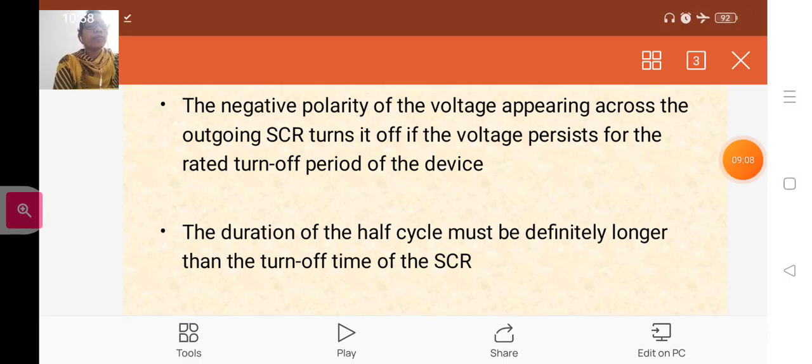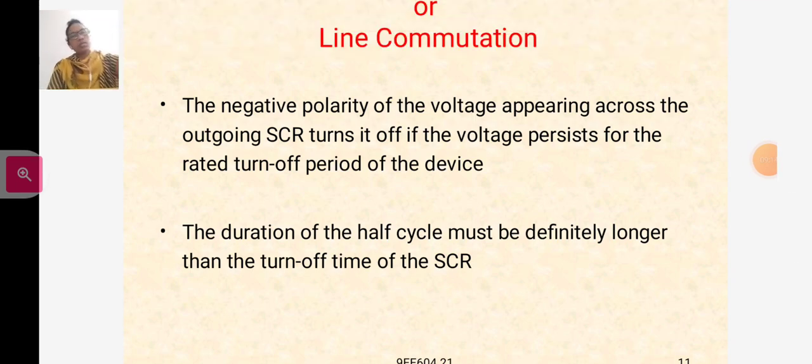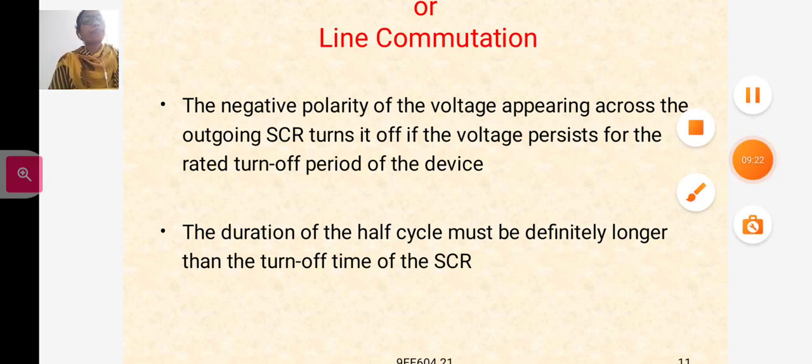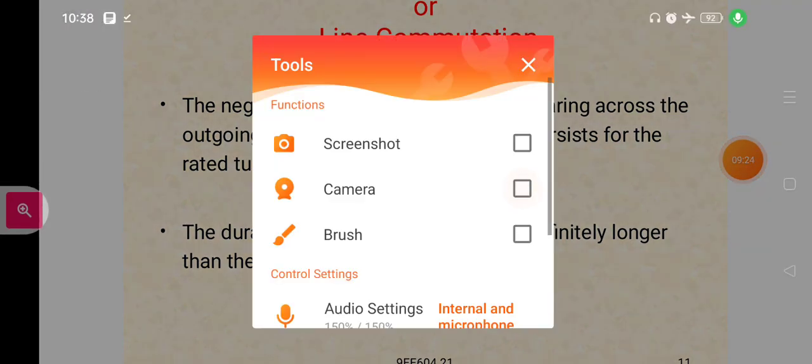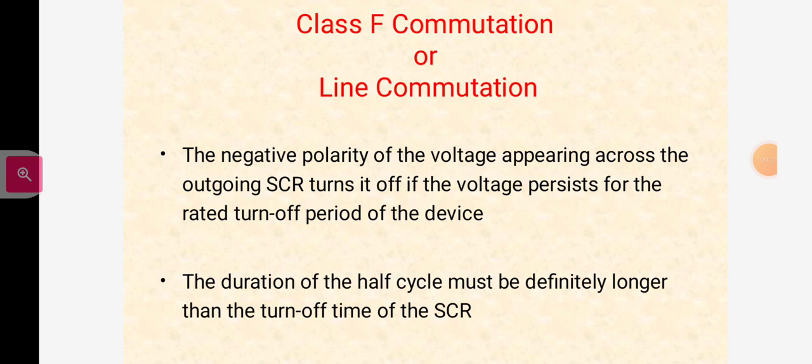class F commutation, and in this commutation, this is the last topic in power electronics devices, the last topic in the first chapter. Before going to this, to end this chapter, we are going to discuss some applications of SCR.